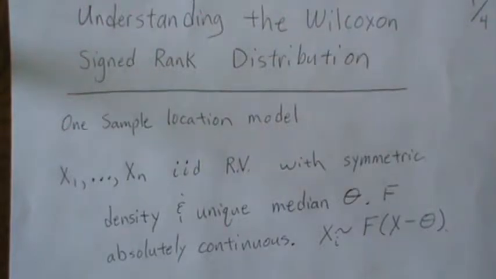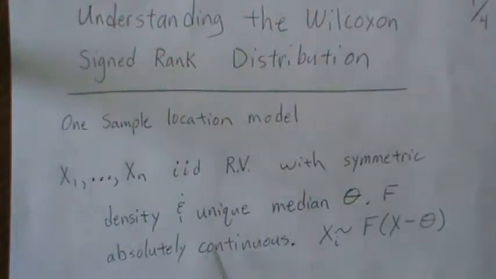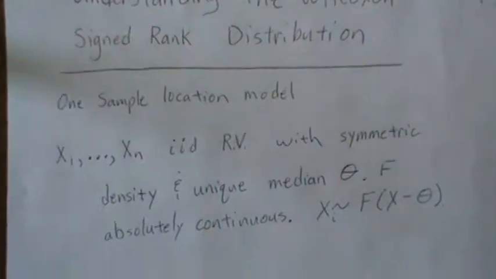A couple videos ago I did a video where we only knew that the random variable had a unique median and it was absolutely continuous. And here we're adding the idea of a symmetric density. So we're adding assumptions to the test.